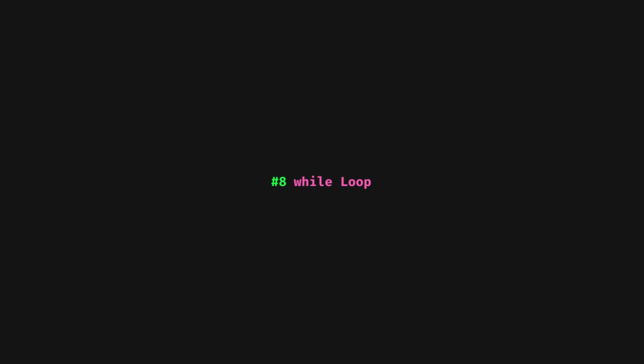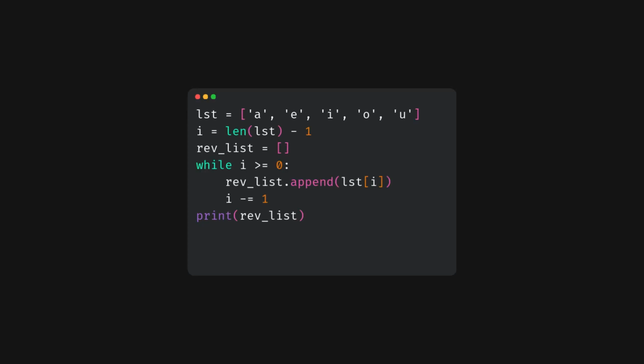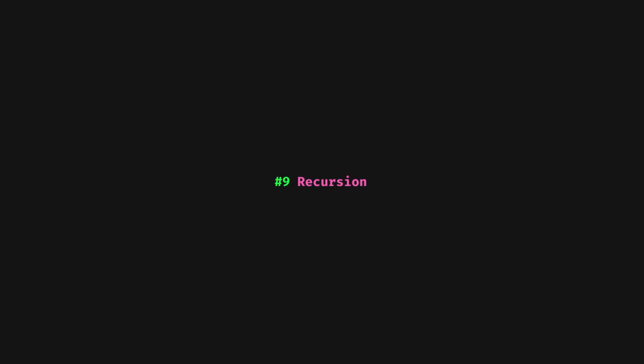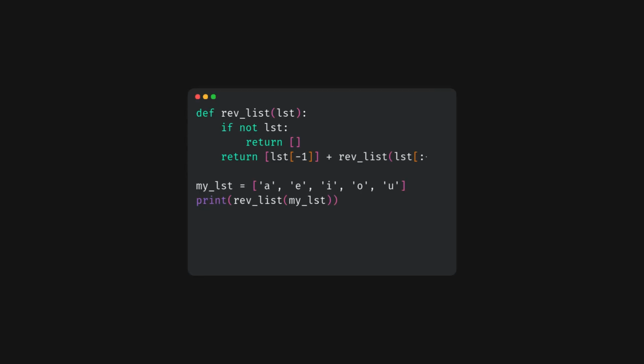Number 8. Using a while loop. Manually iterating from the last index. Works, but not Pythonic. Number 9. The recursive approach. Recursively appends the last element first. Not memory efficient due to function call overhead.